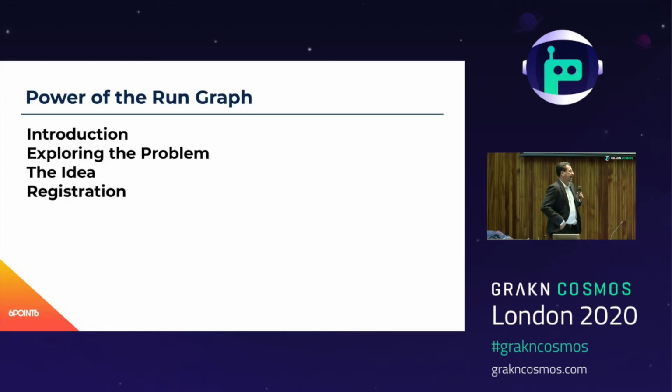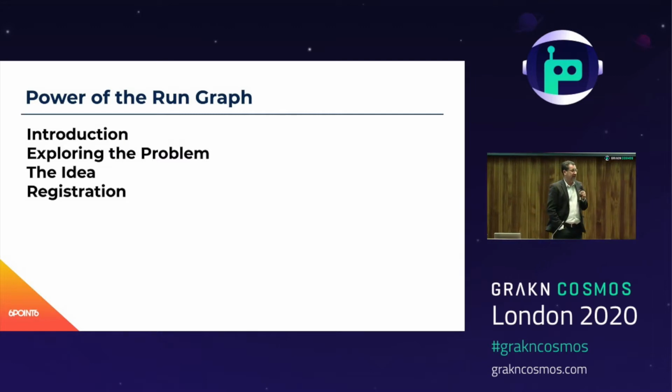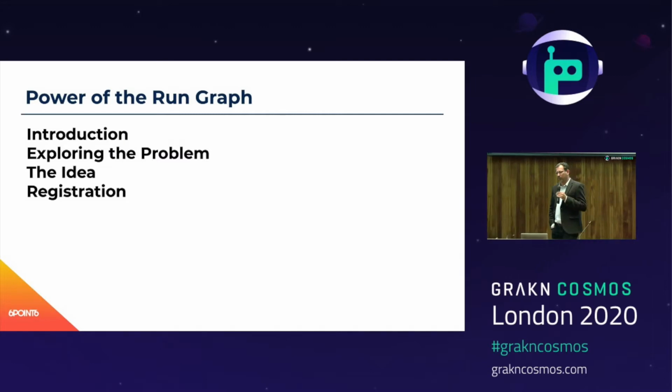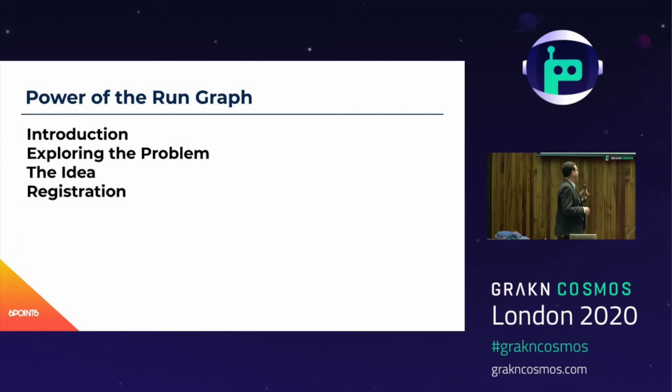I want to talk today about a kind of graph that no one's really talking about, but it exists all over the place, and it's a really important use case for graph databases in general, but I think specifically for Grakn because of the things that it brings.